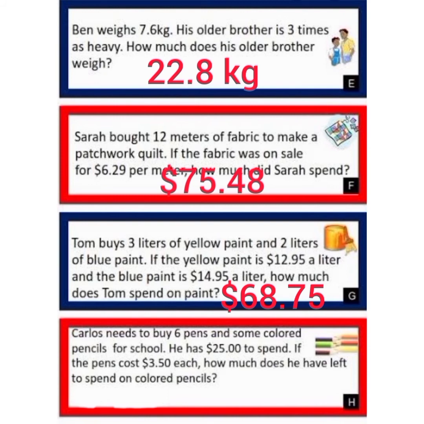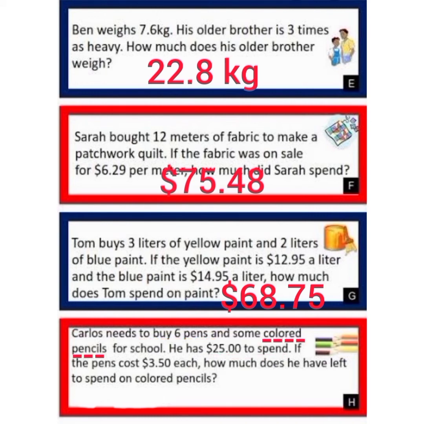So this is what we know. He has $25 to spend. And that's in the second sentence there. Okay. So after reading it a couple of times, I know he has $25 to spend. We also know that Carlos needs to buy 6 pens and some colored pencils.